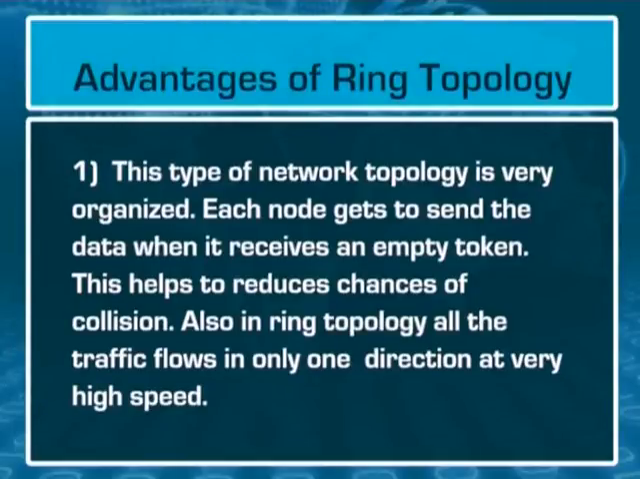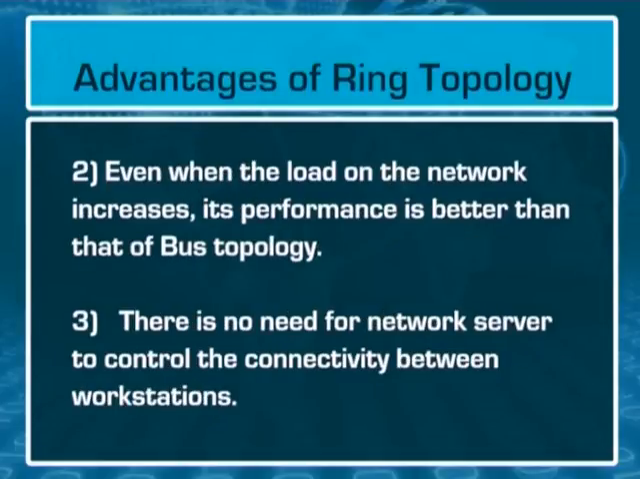Number 1, this type of network topology is very organized. Each node gets to send the data when it receives an empty token. This helps to reduce chances of collision. Also in ring topology, all the traffic flows in only one direction at very high speed. Second advantage is even when the load on the network increases, its performance is better than that of the bus topology. Number 3, there is no need for network server to control the connectivity between workstations.